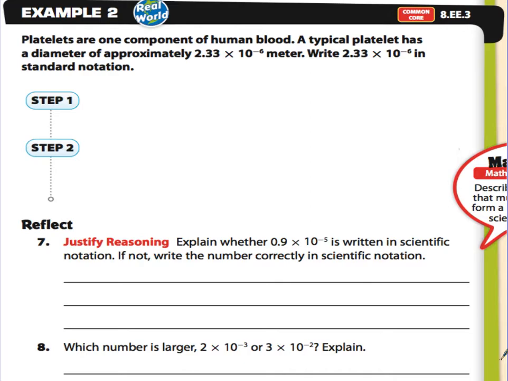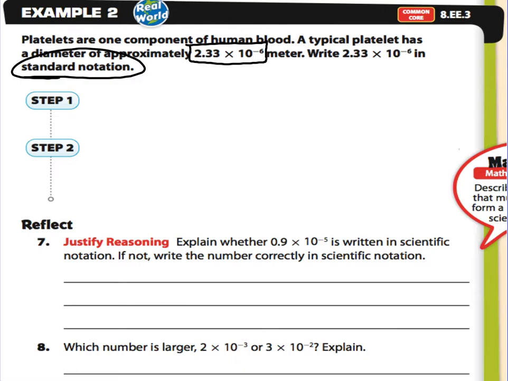Okay, so now we're going to work backwards. Platelets are one component of human blood. A typical platelet has a diameter of approximately 2.33 times 10 to the negative 6 meter. I want to know how small that actually is, so I'm going to write it in standard notation. Remember, standard notation is how we typically see numbers. So we're taking this number here and writing it in standard notation.